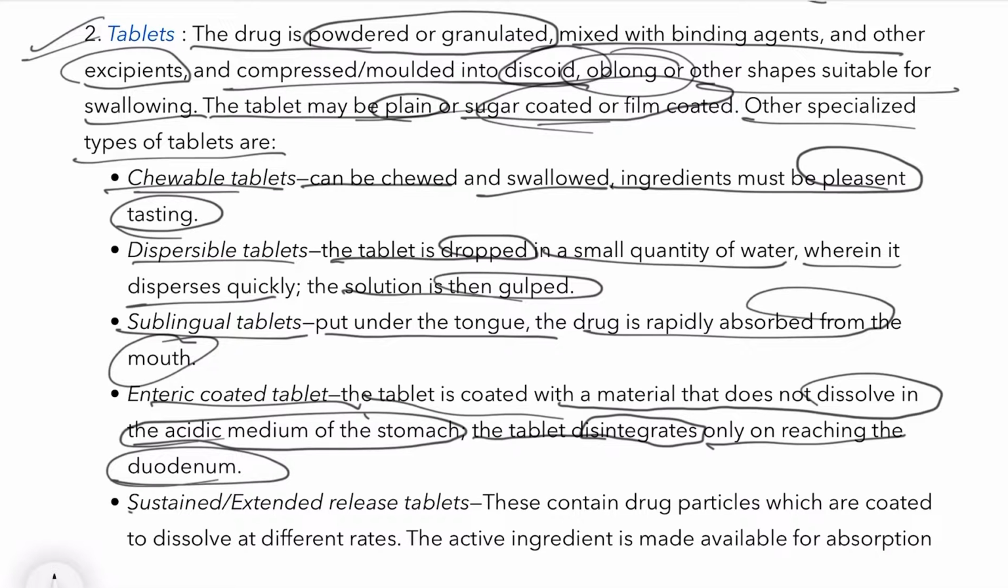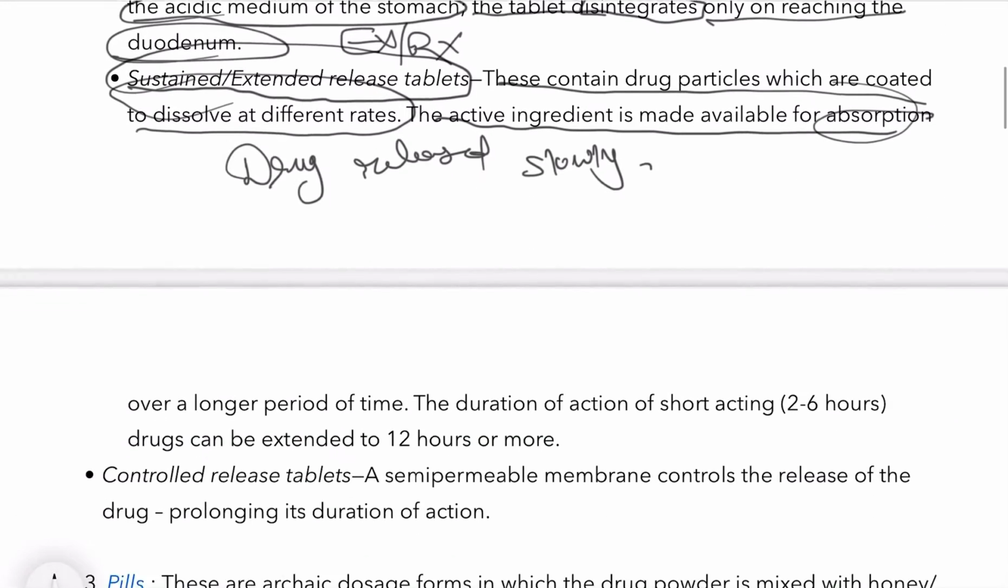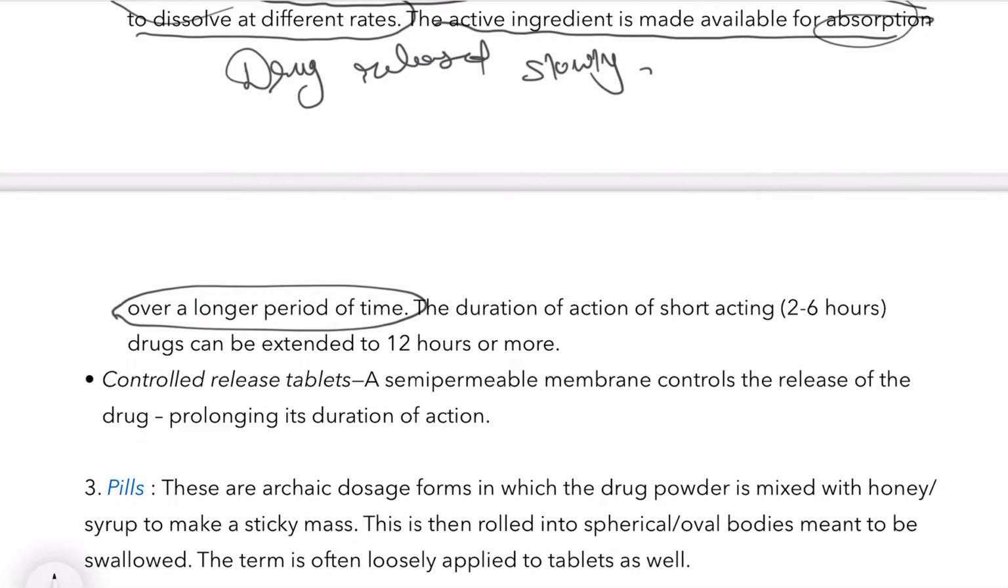And last is sustained or extended release tablet. Extended release tablet is called XR or ER. These contain drug particles which are coated to dissolve at different rates. Different rate means the drugs are released slowly, and the active ingredient is made available for absorption over a longer period of time. Means whenever they need it, at that time.